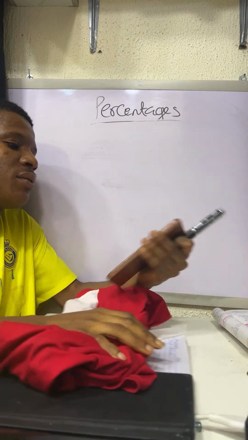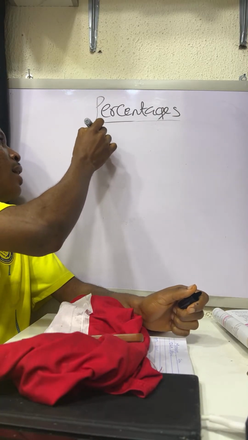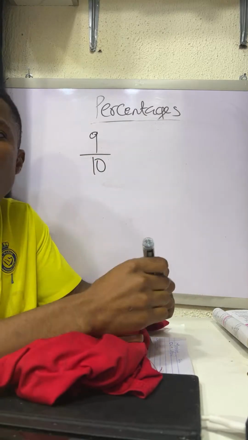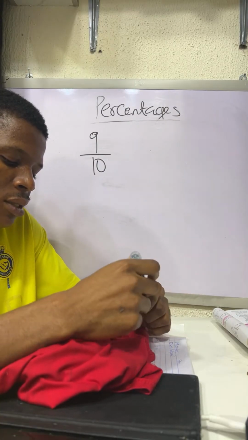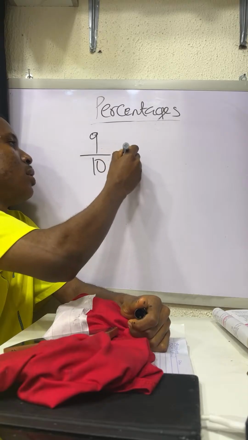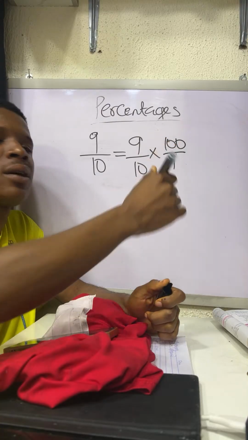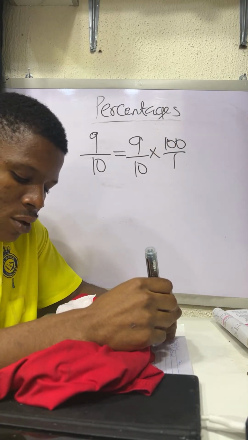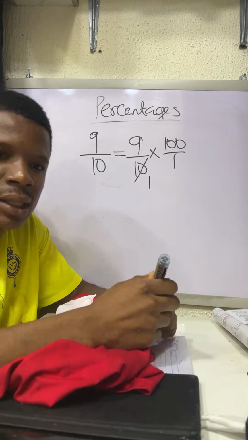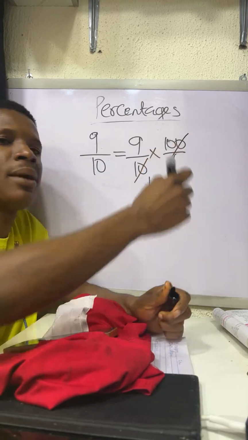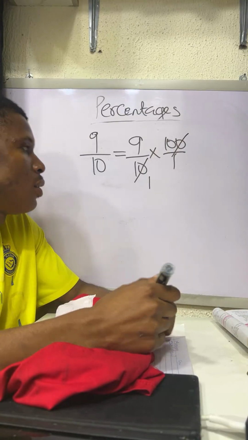So we'll have the next one. The next one is easy. We'll look at 9 over 10. When you are trying to convert 9 over 10 to percentage, you multiply it by 100 over 1. You remember the rules. 10 can divide itself into the 1. When you divide 100 by 10, you get 10.